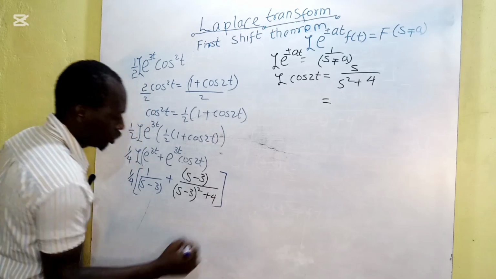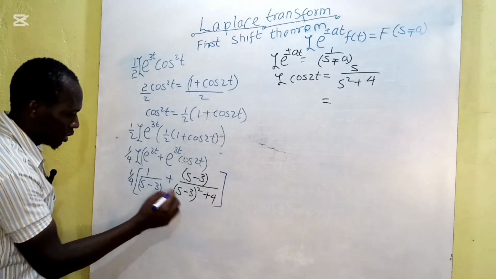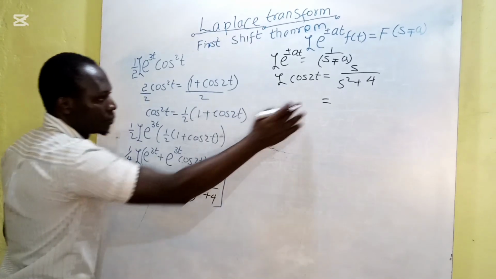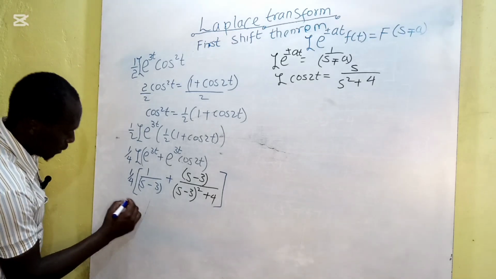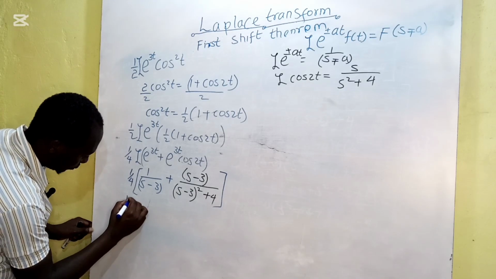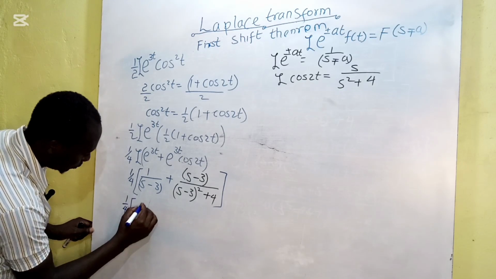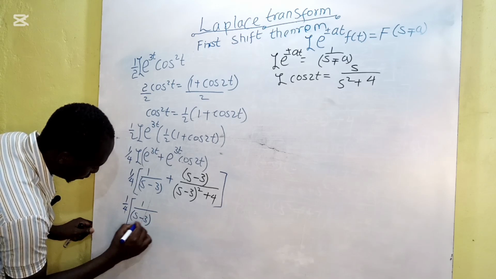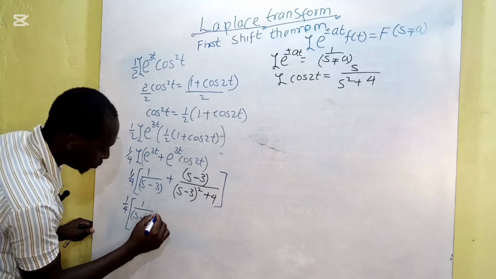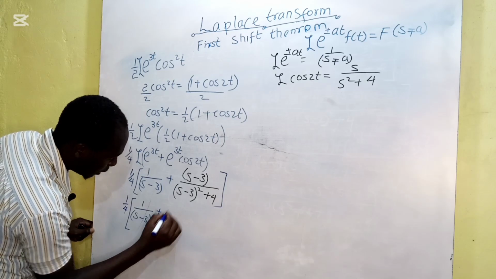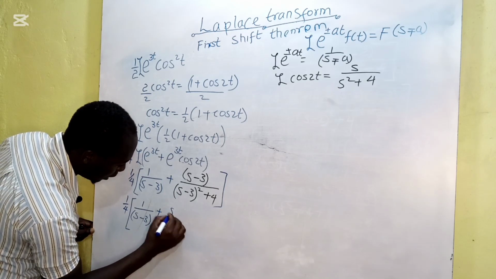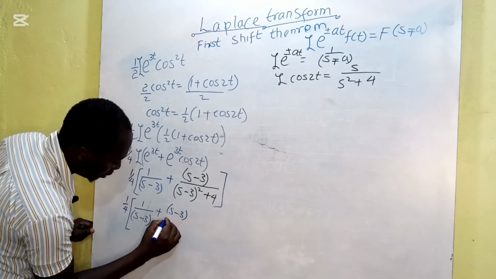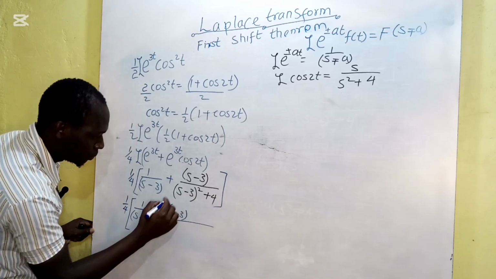Let us now continue with our working, and here now we are going to have a quarter into 1 all over s. We subtract from 3. We come and add to s. We subtract from 3 all over.